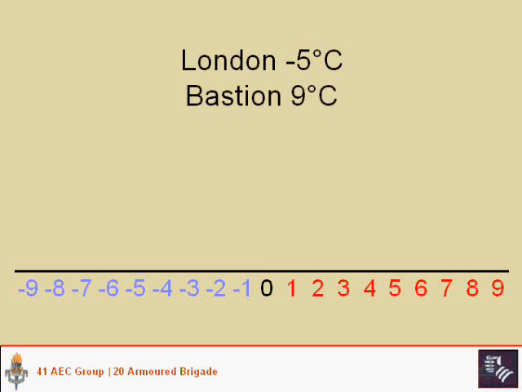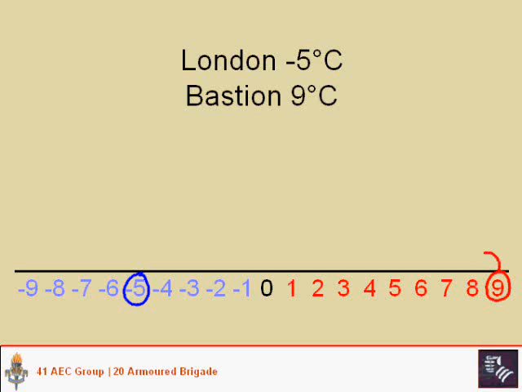Let's try another one. The table gives us the temperature at midnight in 2 locations. How much cooler is it in London than Camp Bastion? Well, in London, it's minus 5 degrees Celsius, so we'll mark that up. In Camp Bastion, it's 9 degrees Celsius, so we mark that as well. As we want to find out how much cooler it is, we start off on the right at 9 degrees. And we move to the left in steps.